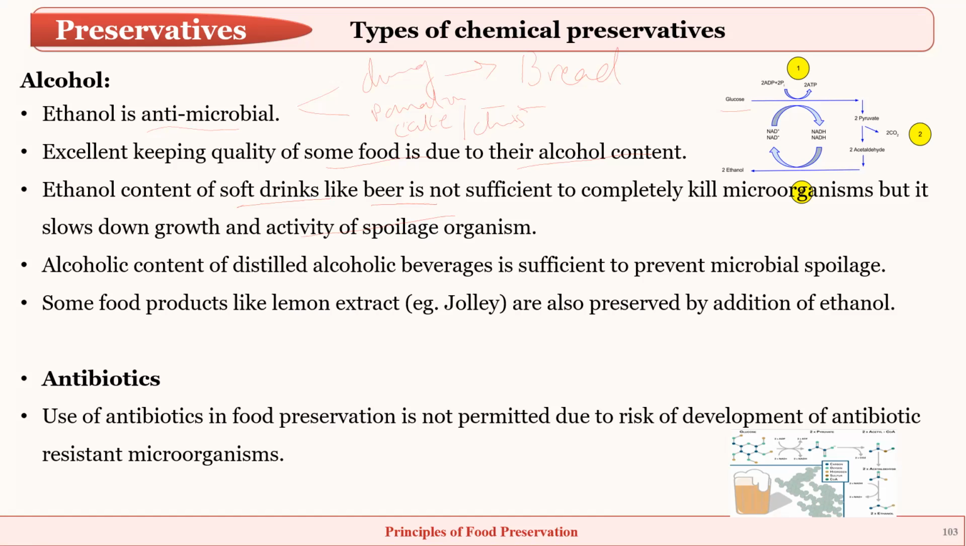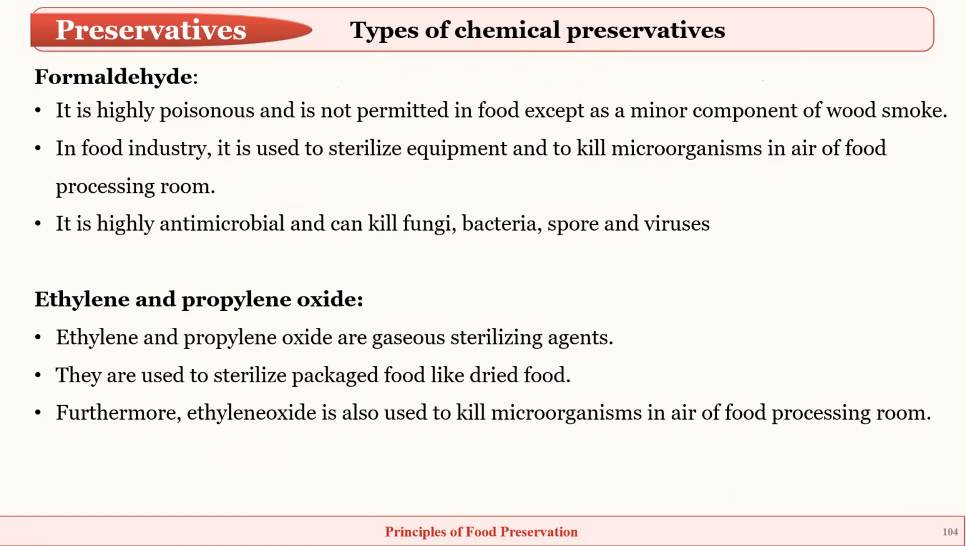Use of antibiotics in food preservation is not permitted due to the risk of development of antibiotic resistance in the microorganisms, but maybe some people use it. But it's not permitted. Formaldehyde is highly poisonous and is not permitted in food except as a minor component of wood smoke. In the food industry, it is used to sterilize equipment and to kill microorganisms in the air of food processing rooms, and it is highly antimicrobial and can kill fungi, bacteria, spores and viruses.